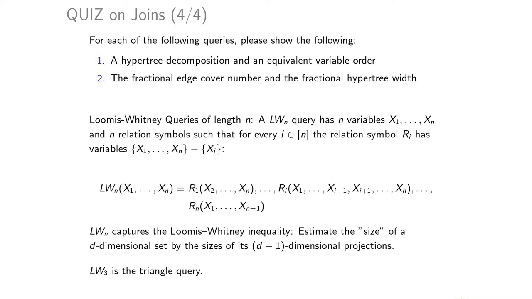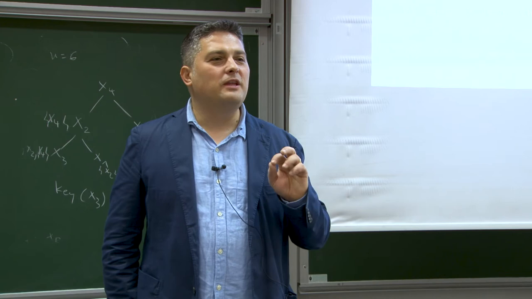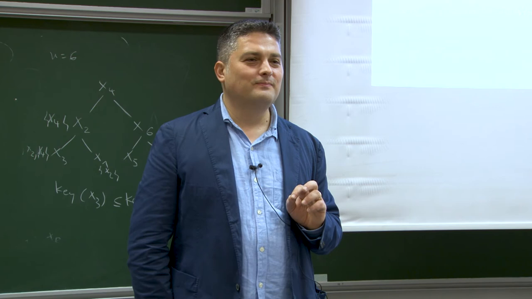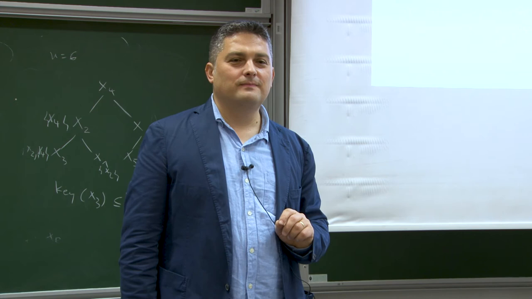So the query is here, right? So you have n variables, x1 to xn, yeah? But then you take n minus 1 subsets of them. There are n such n minus 1 subsets. And you say, x1 to xn minus 1, x2 to xn, and so on and so forth. And the question is, what would be the actual fractional edge cover number of this? It's a very, very cute formula, actually, which is almost linear, but not quite, yeah?